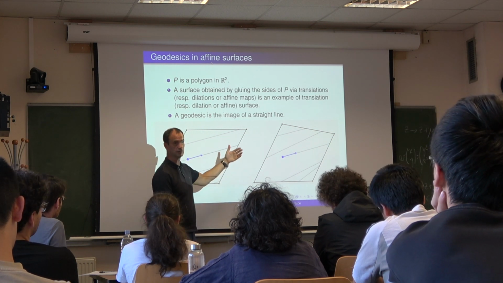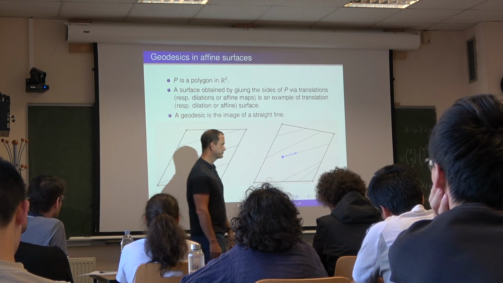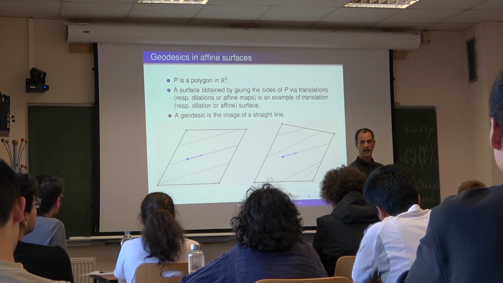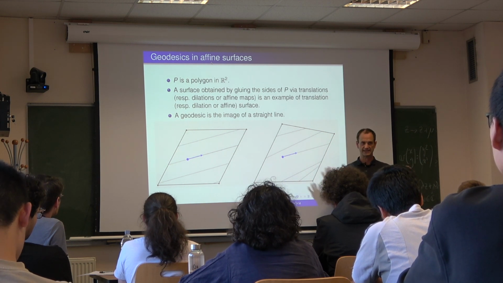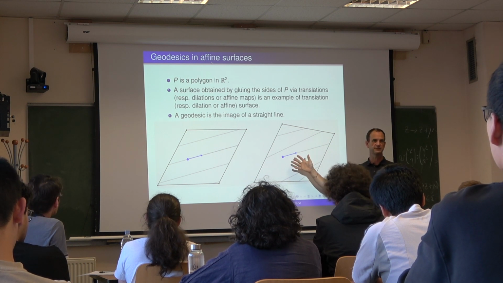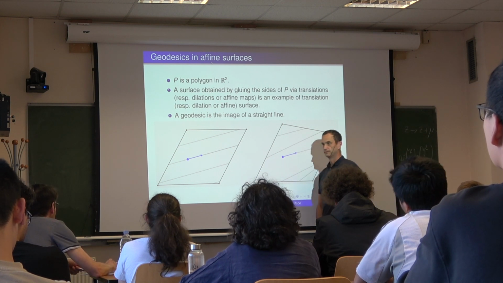So those are geodesics in affine surfaces. And so the statement is, if I want to look at an arbitrary homogeneous vector field in C2, it exactly amounts to understanding the long-term behavior of geodesics in affine surfaces. Okay?